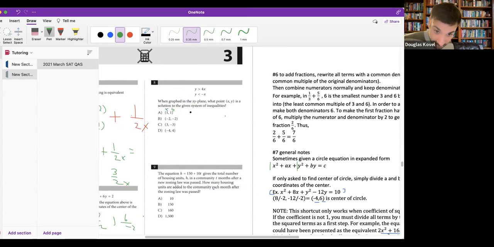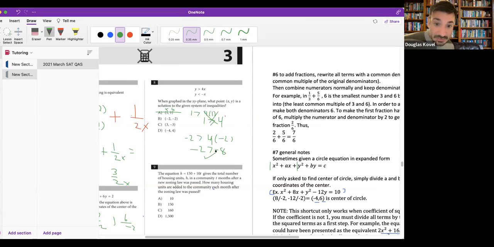So starting with my top one, I do 1 is greater than 4 times 1. And I get 1 is greater than 4, and I see that is not a true statement, so A is wrong. So now I'll move on to B. So I'll plug in -2 for y and 2 for x into the top one. And I end up getting -2 is greater than -8.